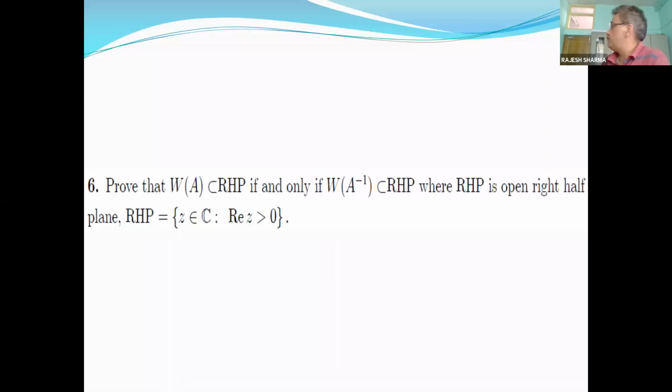Now, sixth question. Anybody want to comment? If W(A) is in the open right half plane, then W(A inverse) is also in the open right half plane. Since W(A) is in the right half plane, therefore the numerical range of A is also in the right half plane. Eigenvalues are all positive, so we can have this A inverse.